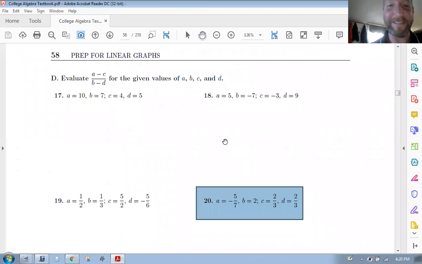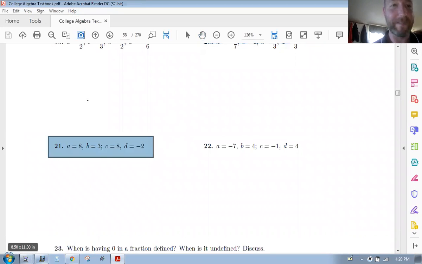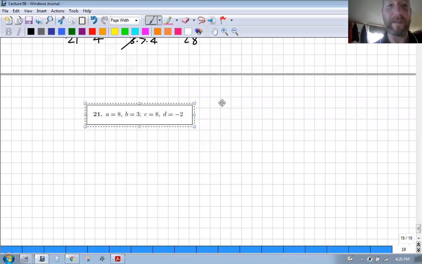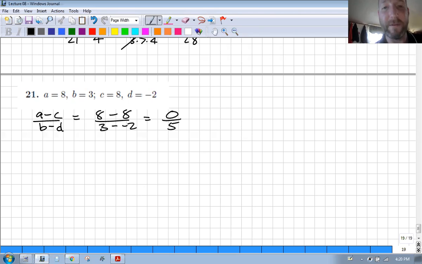All right, 21. More fractions here. All right, what was it? A minus C over B minus D. A is 8, C is 8. B is 3 and D is a negative 2. This gives us 0 over 5. How many times does 5 go into 0? Exactly 0 times, right? No problem.